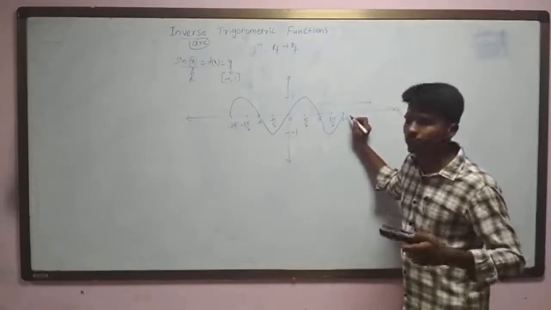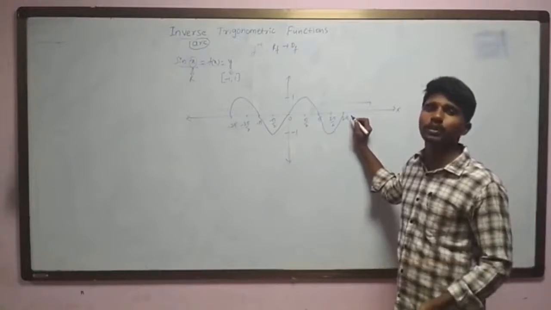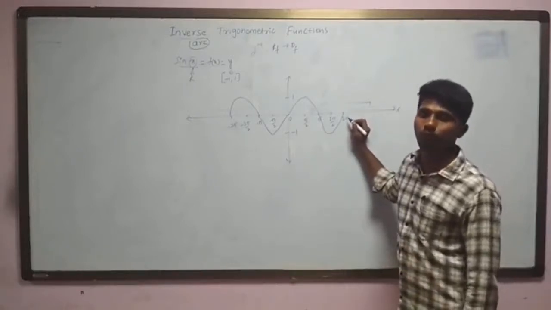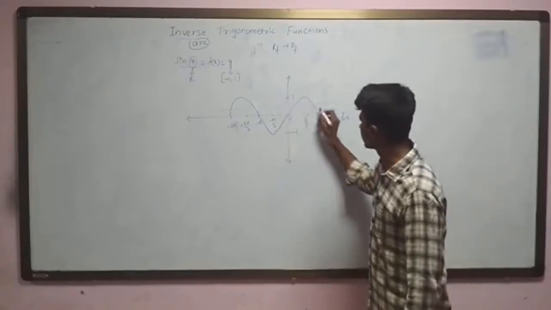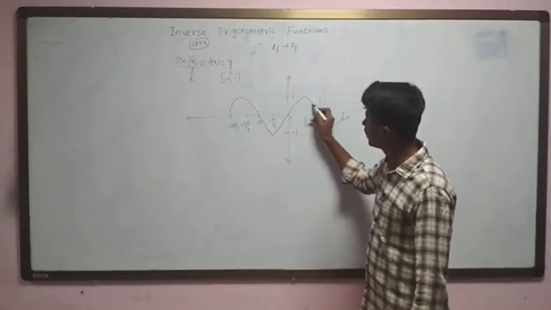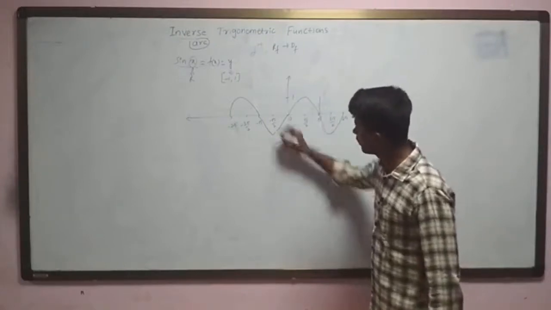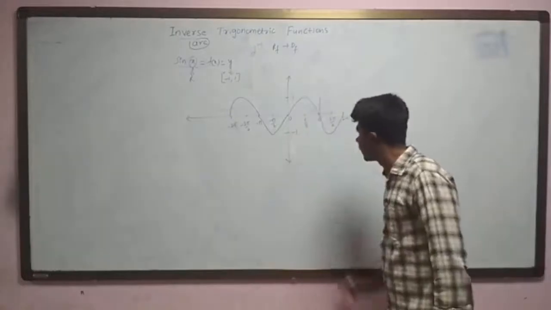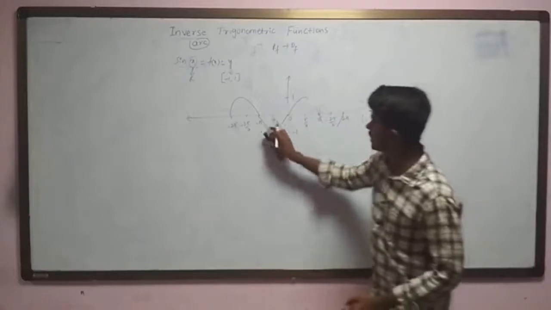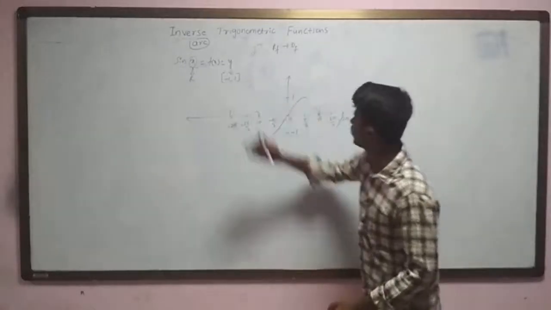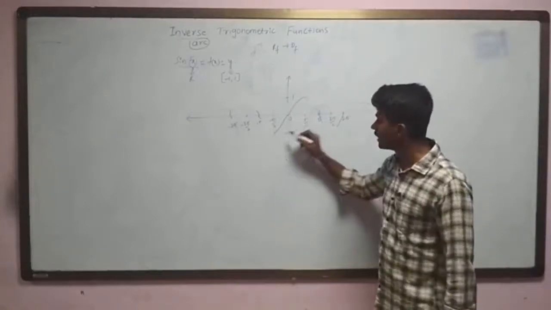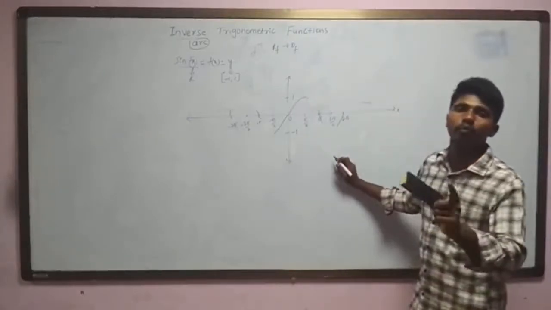Now, to define inverse functions, I have to do something. So what I do is break it into some branches. How will I break it? If I break it like this, you see it still intersects at two different points. Now if I break the function in this way, considering the function between minus pi by 2 and pi by 2, you observe that if I draw any line parallel to the x-axis, it intersects the given curve at only one point.